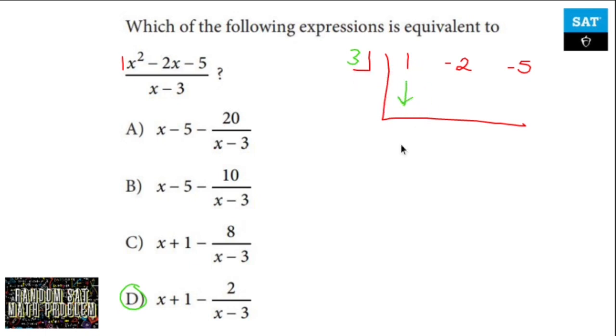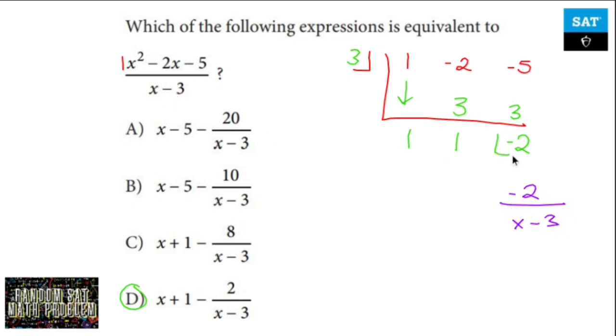Step number 1 is always drop down the 1. 3 times 1 is 3. Put it right there. Add these guys: negative 2 plus 3 is 1. 3 times 1 is 3. Add: negative 5 plus 3 is negative 2. Now, what does a remainder of negative 2 mean? Well, negative 2 is going to live in the numerator, and in the denominator is going to be your original factor, just like last time.